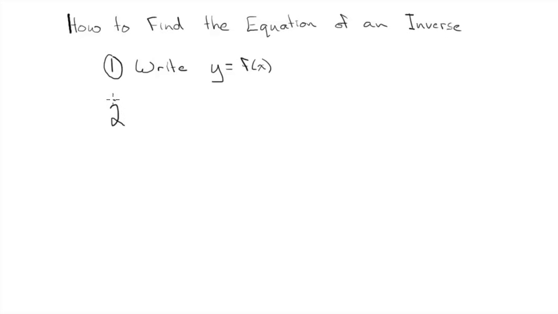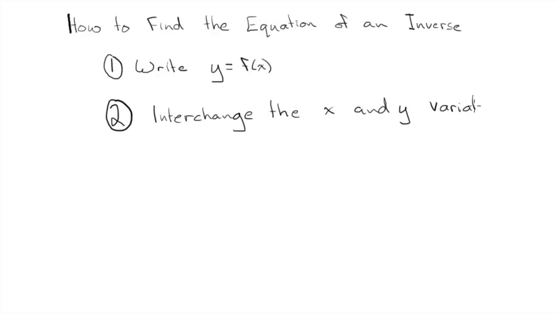The second step, and this is where we get the inverse part, remember that an inverse basically switches the role of the domain and range. So it switches the x and the y values. So that's the second step. You're going to interchange the x and y variables, because that's what an inverse does, right? It just changes the roles of x and y, changes the domain and range, sort of switches them around.